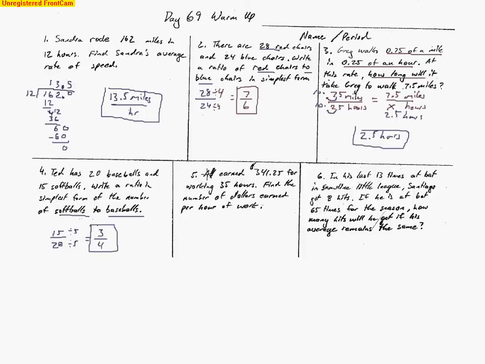Well, here it says Al earned $341.25 for working 35 hours. We want to find the number of dollars earned per hour of work. So dollars per hour means we're dividing the number of dollars he earned by the number of hours.